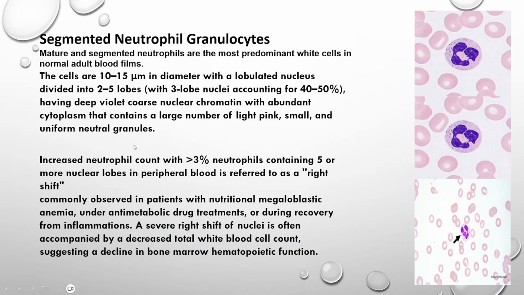Now we can go to segmented neutrophil. Mature segmented neutrophils are the most predominant white cells in normal adult blood films. The cells are 10 to 15 micrometer in diameter with a lobulated nucleus. The cells have deep violet coarse nuclear chromatin with abundant cytoplasm that contains a large number of light pink, small and uniform neutral granules.